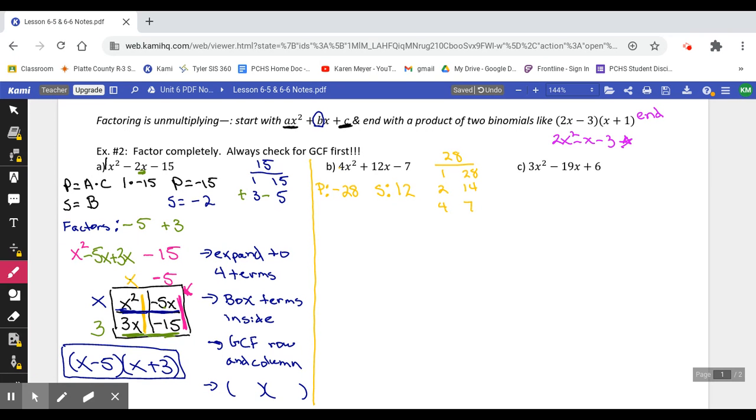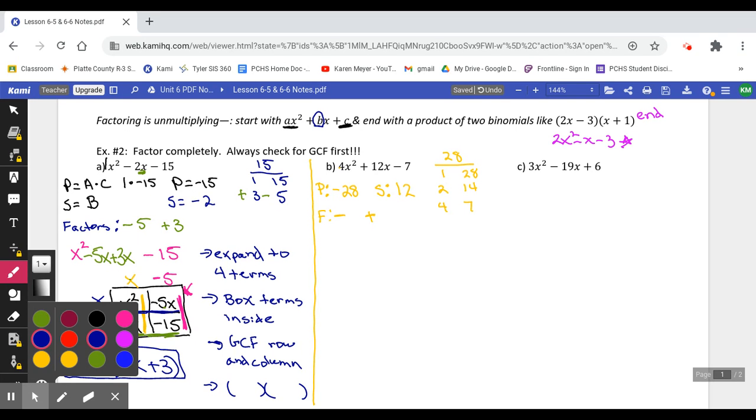Now remember, if my product is a negative, that means one of my factors is a negative and one of my factors is a positive. So make one number negative, make one number positive, and which ones add for 12. And hopefully everybody says, oh, if I do -2 and +14, I would get +12.